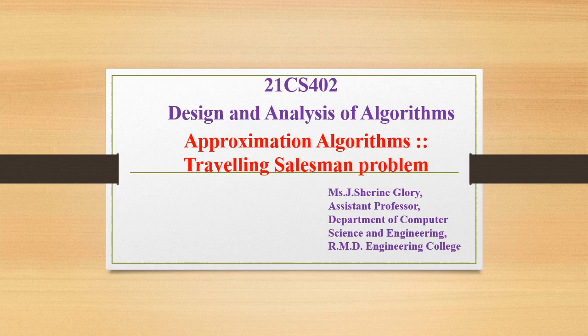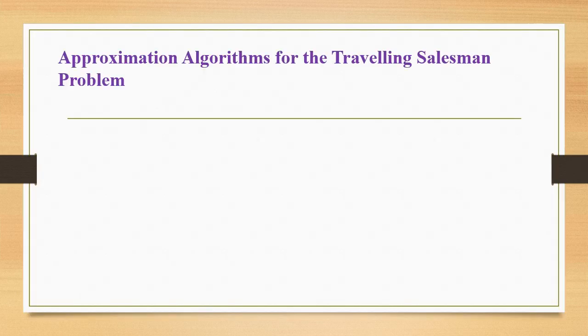Welcome, you all. Today we are going to discuss the traveling salesman problem from Unit 5. So what is this traveling salesman problem? We all know what the traveling salesman problem is. A person has to visit all the cities in the shortest distance, and he has to return back to the same city where he started.